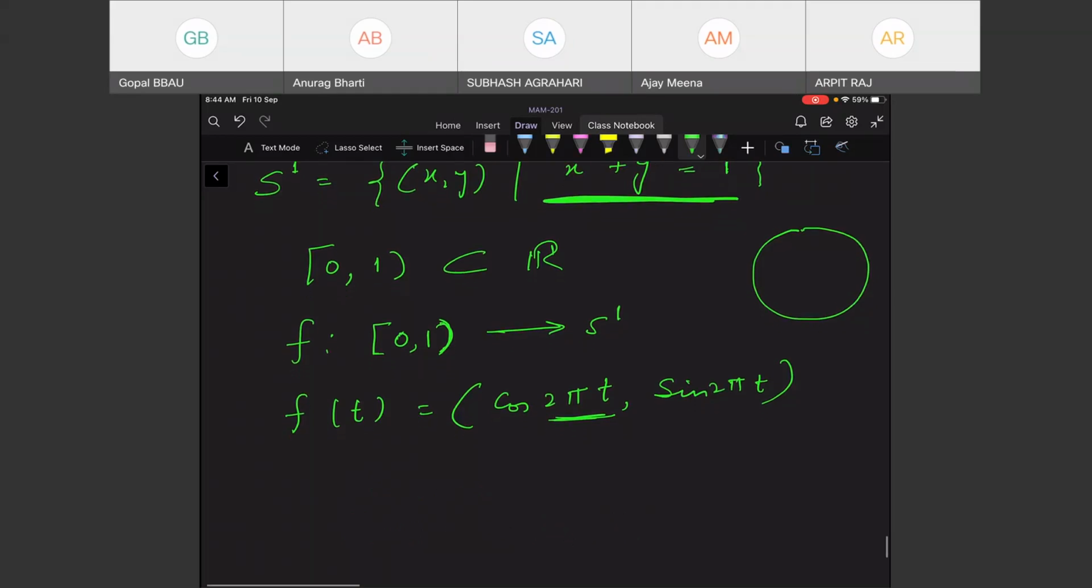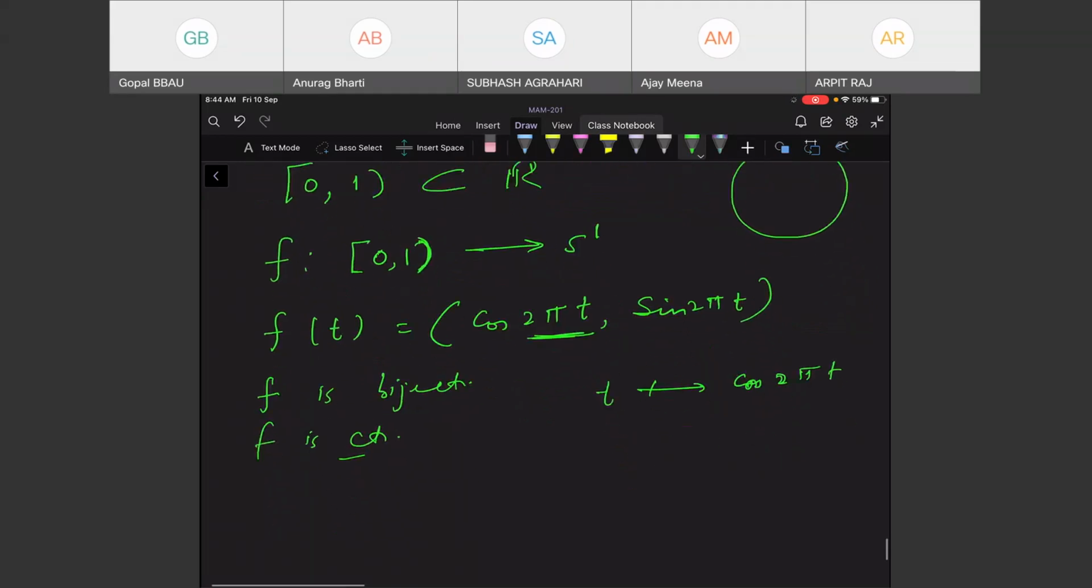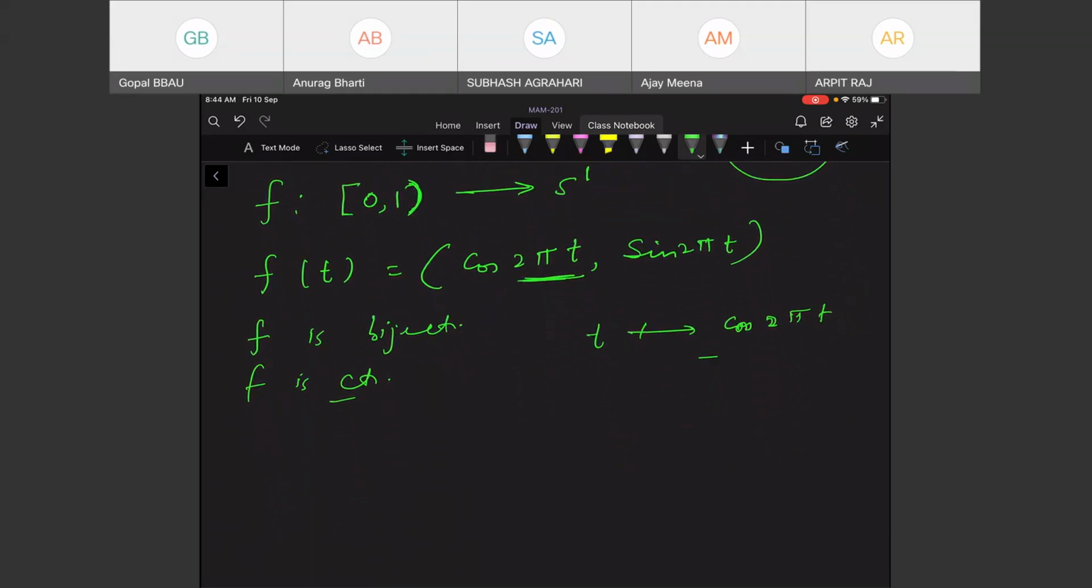Then F is bijective. It's clearly bijective. F is continuous. Why? Because t goes to cos 2 pi t. Why is this continuous? Let us see. Call this function F1, and F2 is t goes to sin 2 pi t.